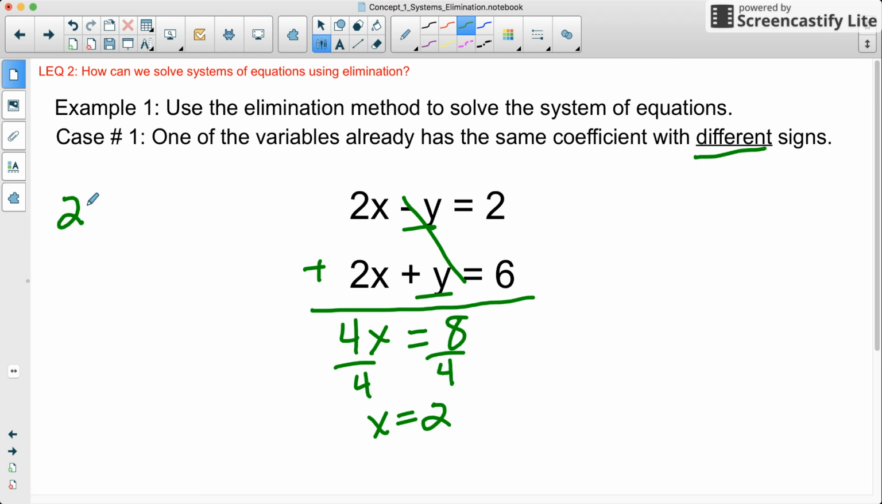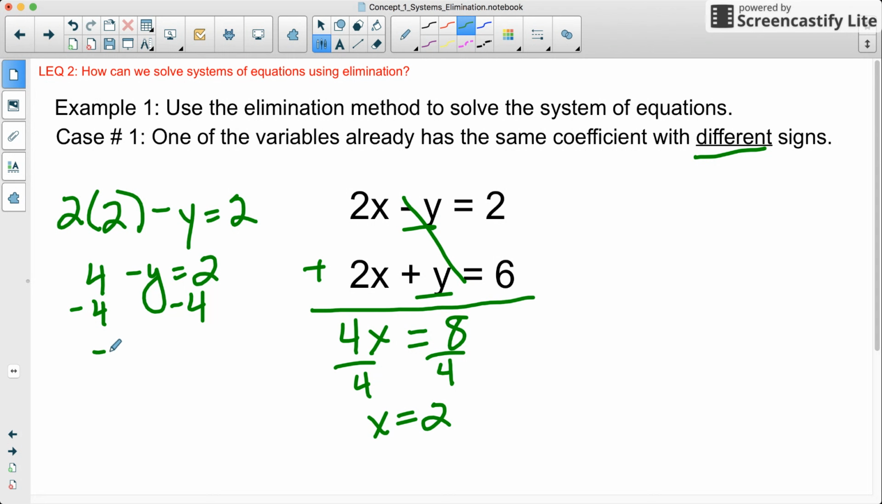So now all I have to do is pick an equation and substitute the x back into the equation. So 2 times 2 minus y equals 2. 2 times 2 is 4. Minus y equals 2. I have to subtract 4 from both sides. So negative y equals negative 2. Can't have a negative y, so y is going to equal 2.